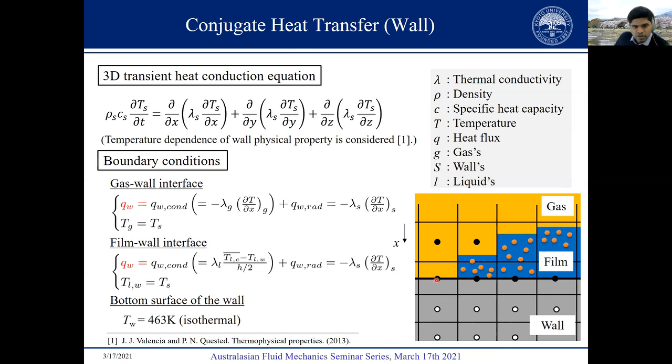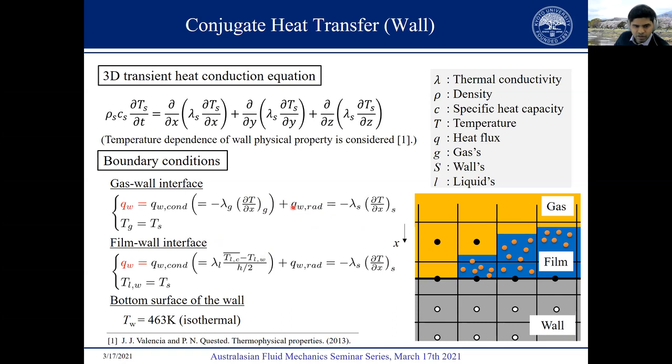The total wall heat flux at the gas wall interface and the film wall interface is obtained by solving these equations. So the convective heat flux is calculated based on the Fourier law, because at the wall surface, the fluid velocity is 0. So at the wall surface, the convective heat flux is the same as the conductive, so you use Fourier's law. And the radiative heat flux, we already have the value from the discrete ordinates method that I mentioned previously. So the total heat flux is basically the sum of the convective and the radiative heat fluxes.